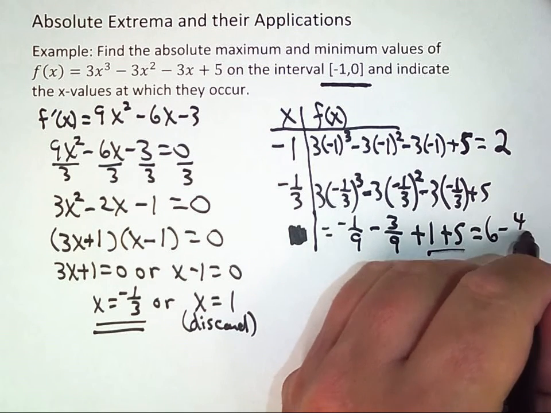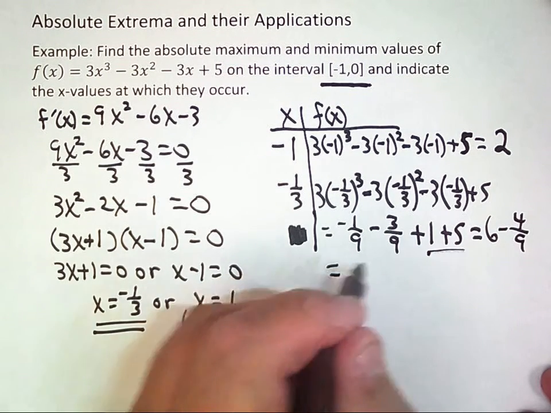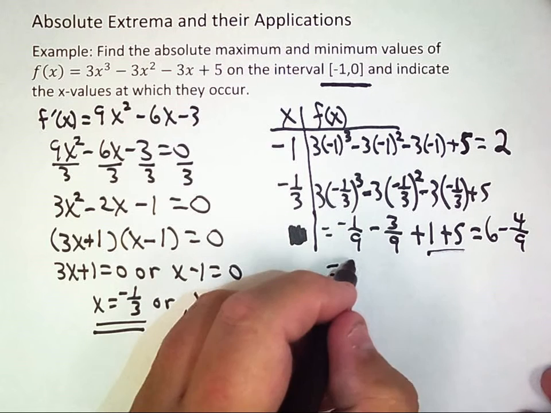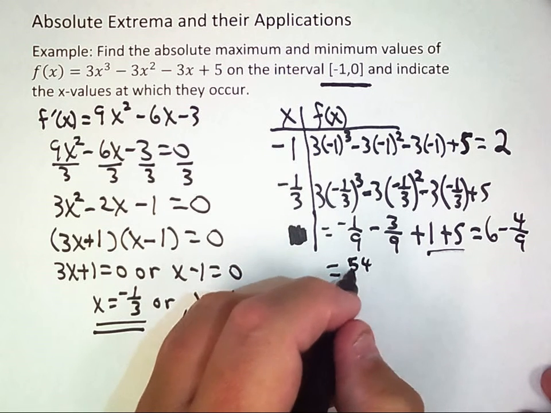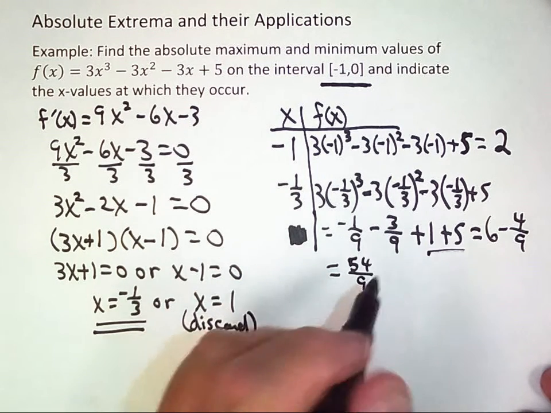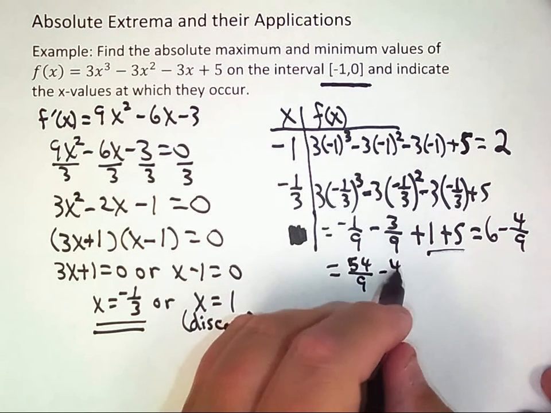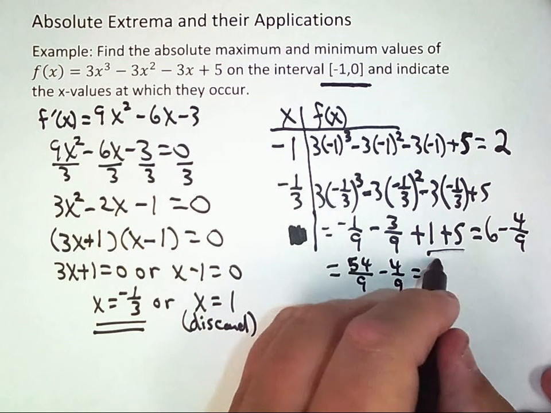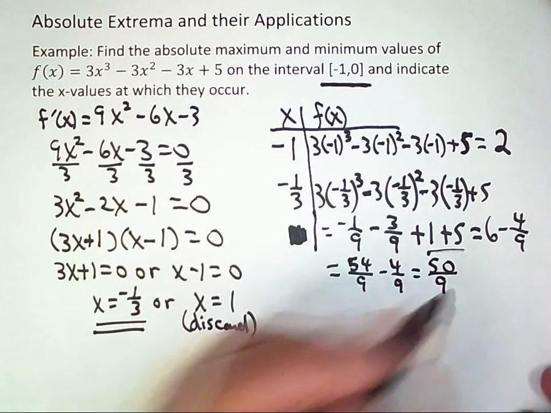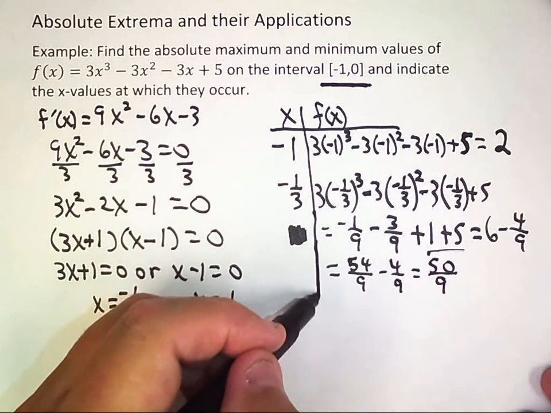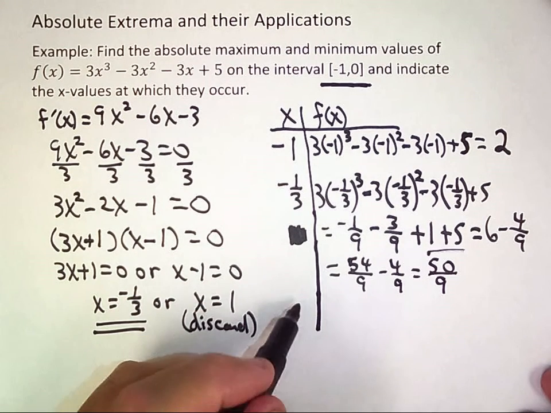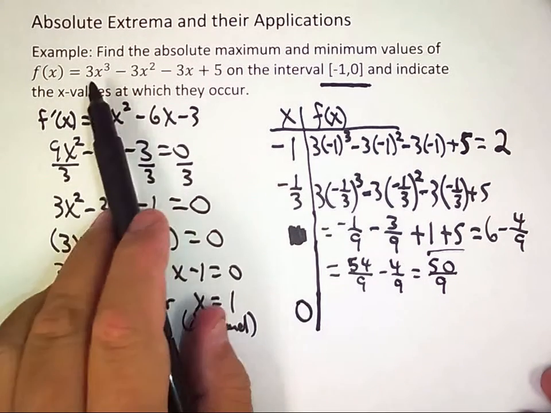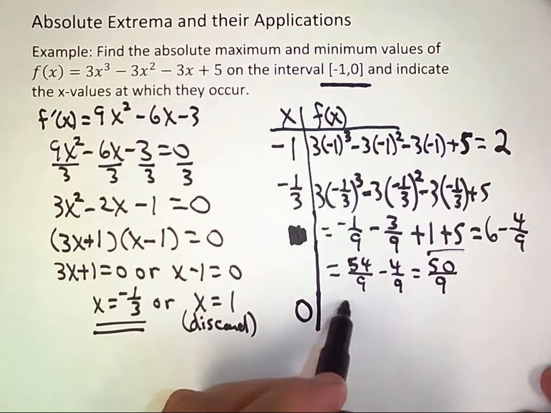6 minus 4/9, and remember 6 is actually 54/9 minus 4/9, and after a lot of arithmetic you get 50/9. And now I'm ready to do the 0. That's going to be easy because everything zeroes out except for the 5.